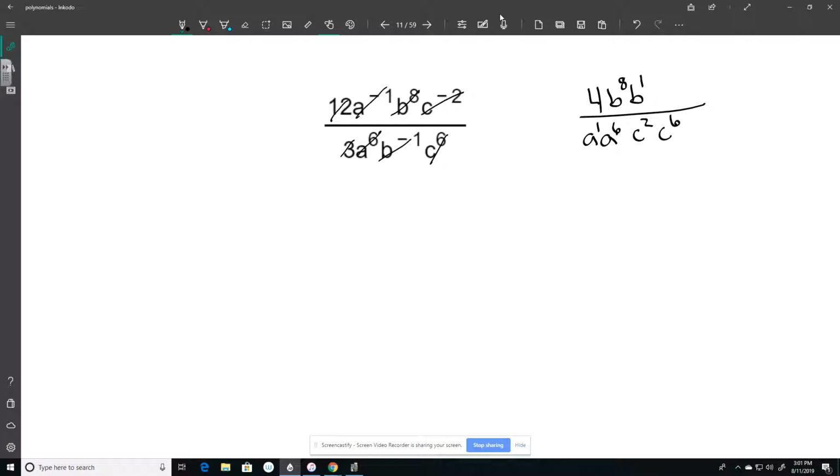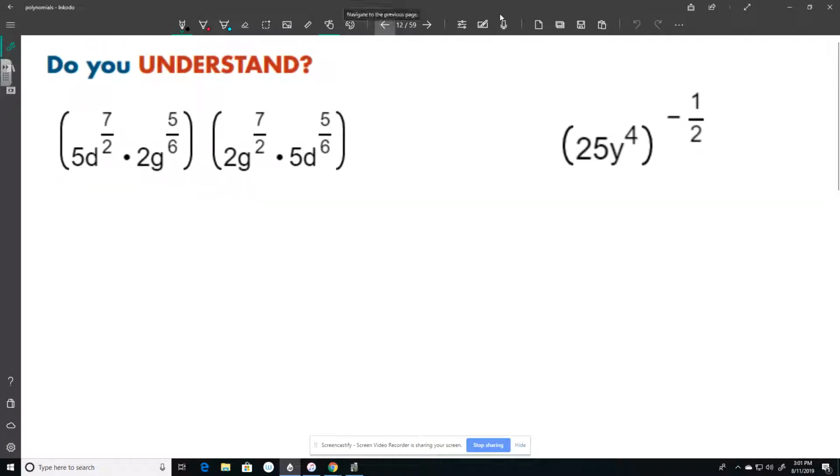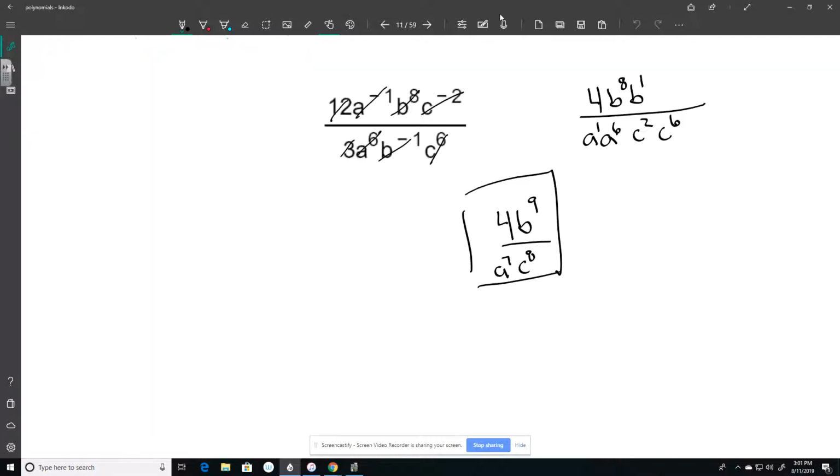So now we just have to do simplification. The 4 is still there all by itself. I have b to the 8th times b to the 1st power, which just means that there's 9 b's on top. On the bottom, I have a to the 1st times a to the 6th. That's 7 a's. And I have c squared and c to the 6th. So that's c to the 8th power. So that would be my final answer there. We could, instead of subtracting these, because they're both on the bottom, combine them together. If I had some left over on top and some on bottom, let's see if I have an example of that on this next page. I don't. Let's do one more example right here.